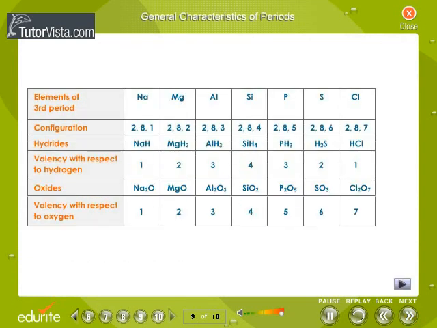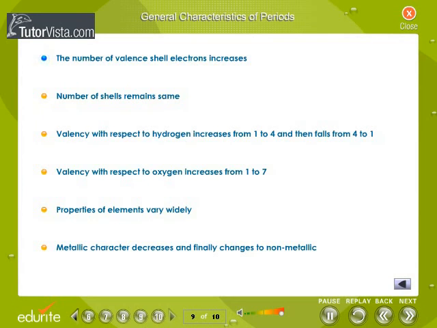General characteristics of periods. Electrons present in the valence shell increase on proceeding across a period, but the number of shells remains the same. Valency with respect to hydrogen increases from 1 to 4 and then falls from 4 to 1 across the period. Valency with respect to oxygen increases from 1 to 7. Properties of elements vary widely. Metallic character decreases gradually across a period and finally becomes non-metallic.